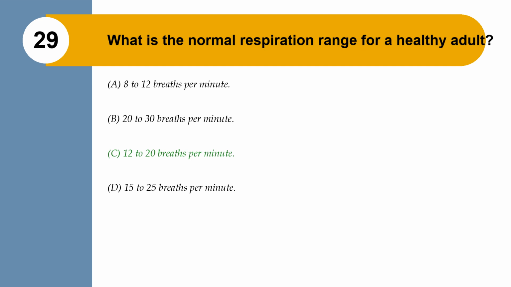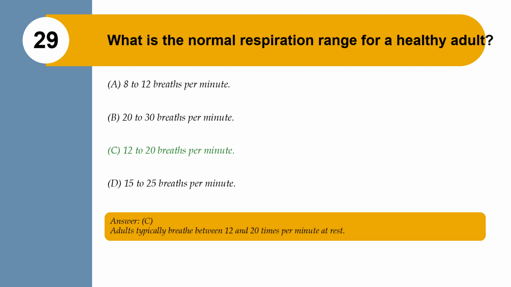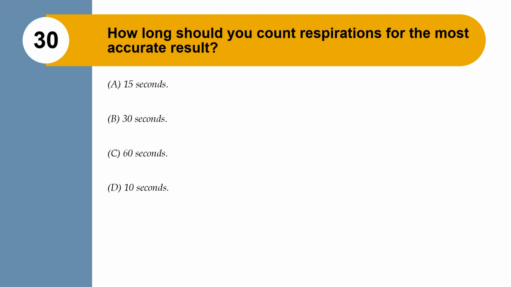The correct answer is option C, 12 to 20 breaths per minute. Explanation. Adults typically breathe between 12 and 20 times per minute at rest. Question 30. How long should you count respirations for the most accurate result?